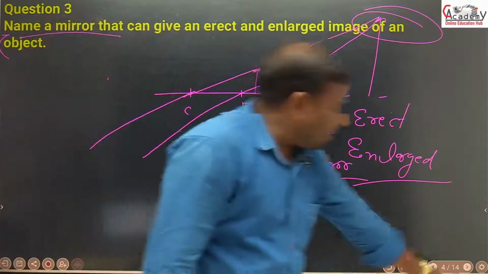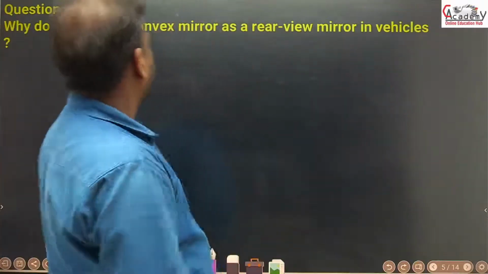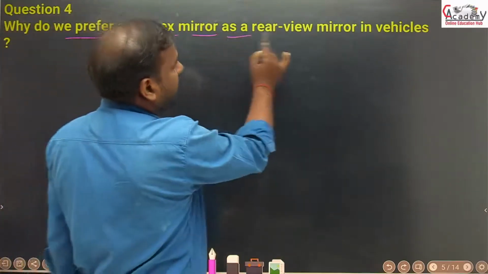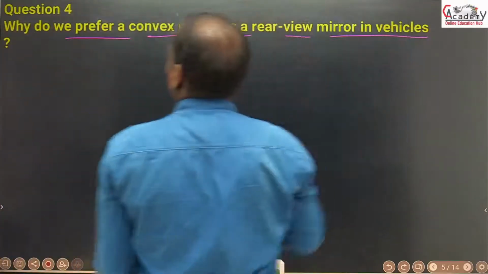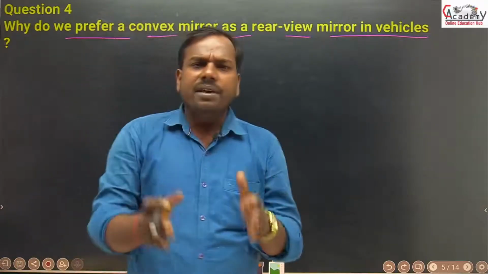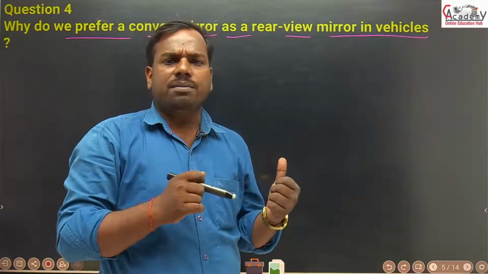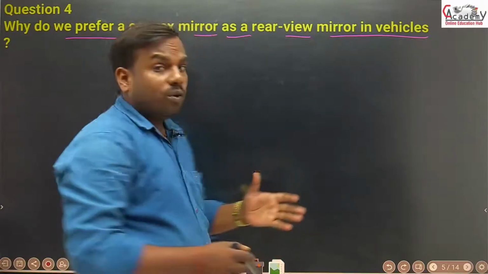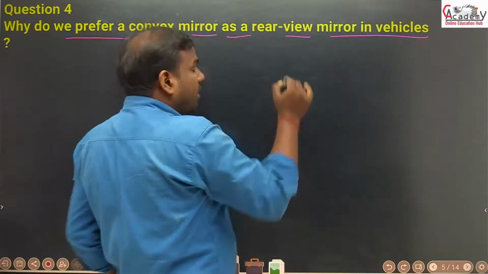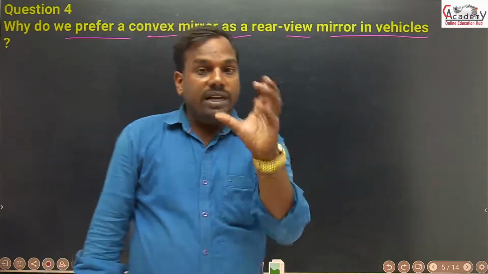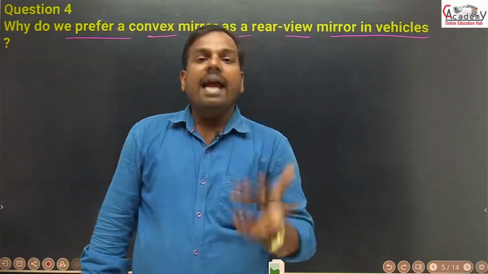Okay, now next: why do we prefer a convex mirror as a rear view mirror in vehicles? Why do we always prefer a convex mirror? Because we get a virtual image, but we want to get an erect image.